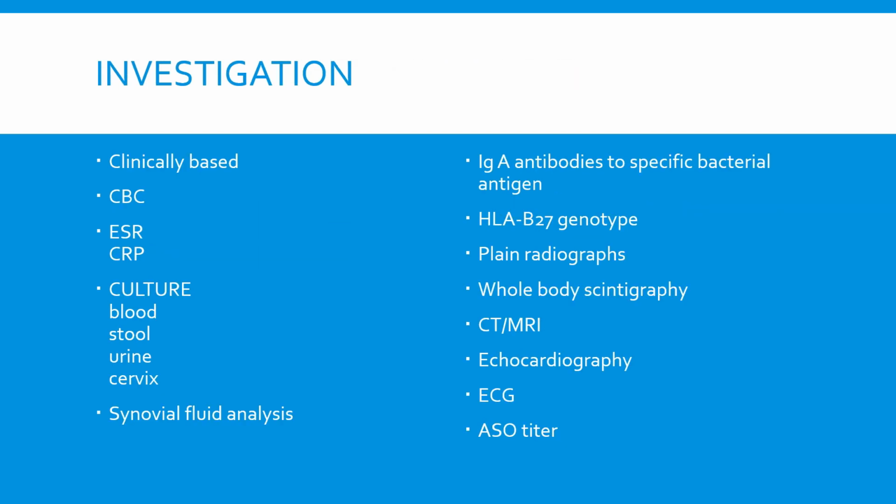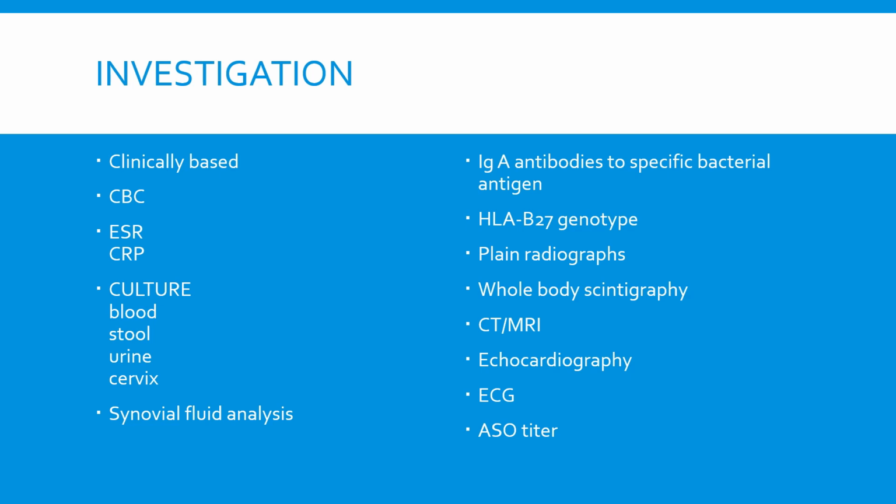Now the investigations that are done in reactive arthritis. Basically, reactive arthritis is diagnosed clinically, but we will do a CBC to find out about infections, such as the neutrophil count may be increased, the lymphocyte count may be altered, and ESR and CRP are elevated, which show infection. We will do cultures: blood culture, stool culture, urine culture, and cervical culture are conducted to rule out bacteria. Synovial fluid analysis and microscopy should be done to find out whether there are crystals or whether the synovial fluid is turbid or red.